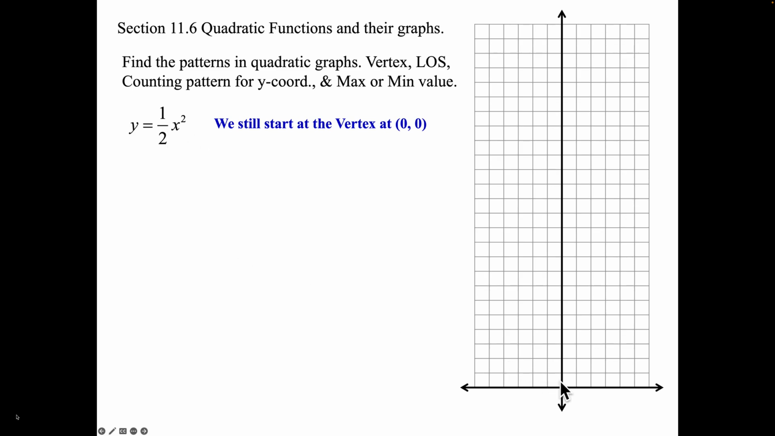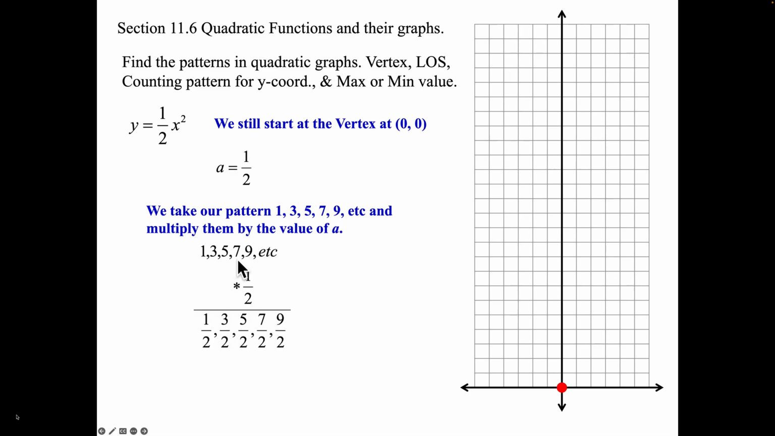Next, after you plot the origin or your vertex, we are going to go 1, 3, 5, 7, 9 and multiply a half to every one of those numbers. 1 times a half, we get 1 half, 3 halves, 5 halves, 7 halves, 9 halves. Now, how do we graph these? You simply count half a square.